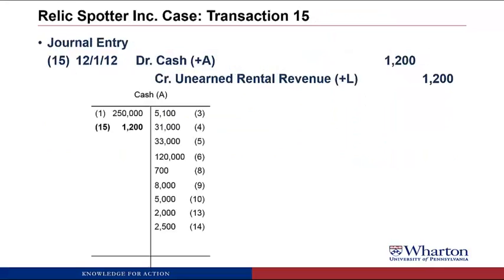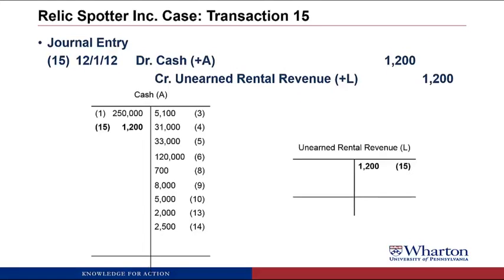Then we need to post this to T accounts. We finally get another debit in the cash account now that we have cash coming in from running the business, and we create the liability unearned rental revenue.